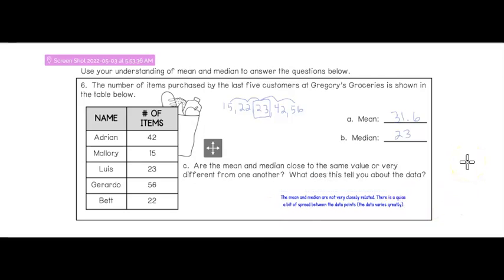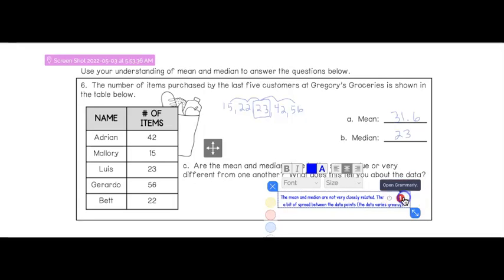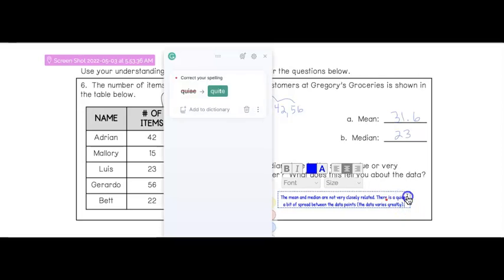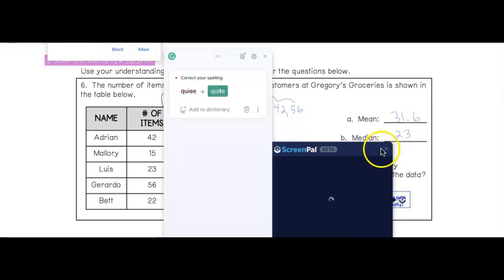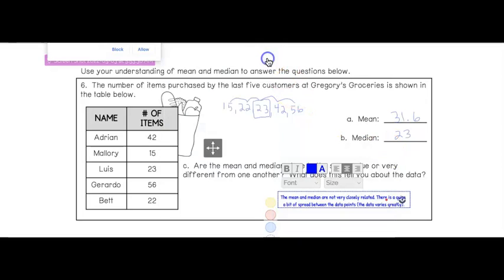All right, let me recap that. The mean and median are not very closely related. There is quite a bit of spread between the data points. The data varies greatly. 31.6 for the mean, 23 for the median. So that's an 8.6 difference. So that's quite a bit of difference.